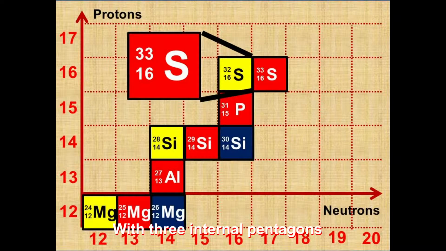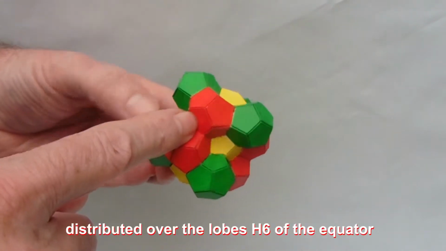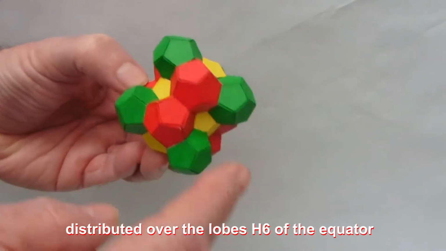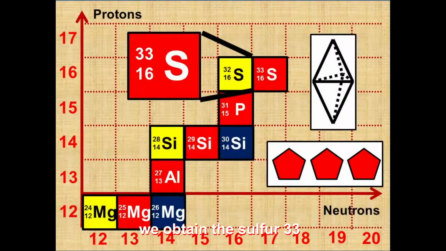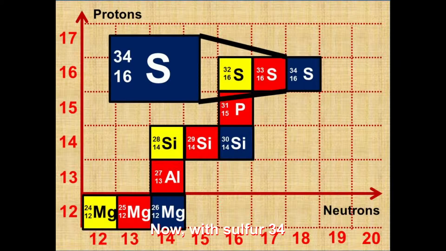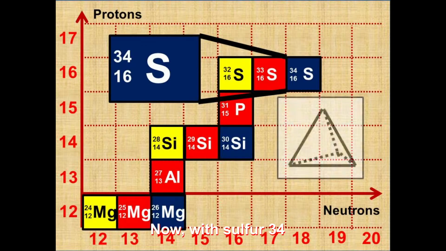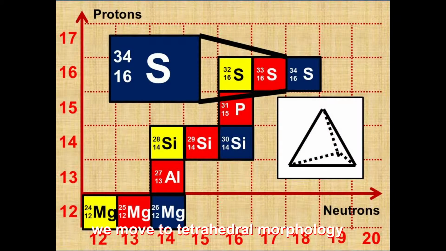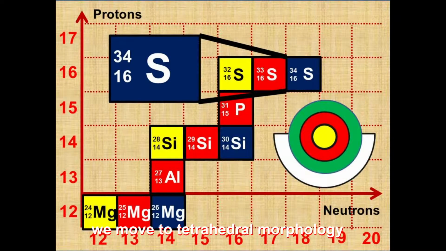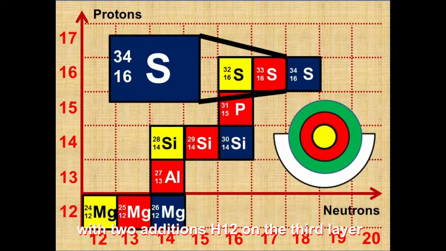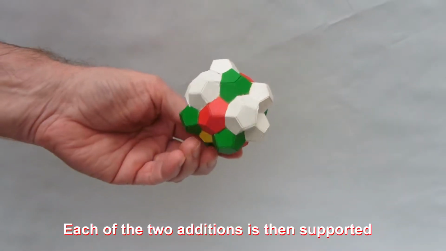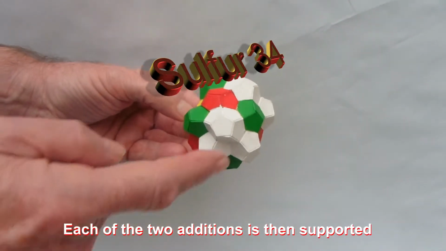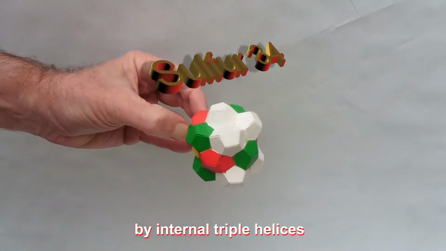With 3 internal pentagons distributed over the lobes H6 of the equator, we obtain the sulfur-33. Now, with sulfur-34 we move to tetrahedral morphology with 2 additions H12 on the 3rd layer. Each of the 2 additions is then supported by internal triple helices.